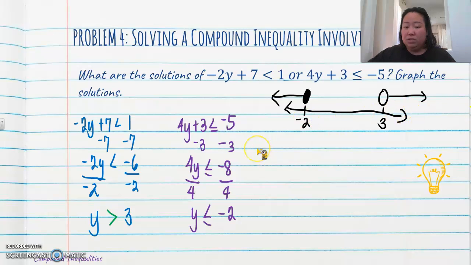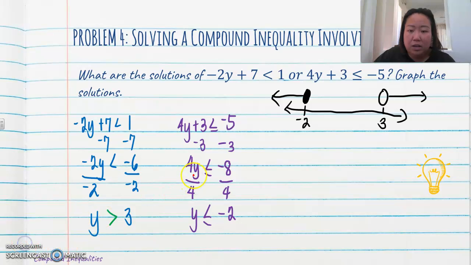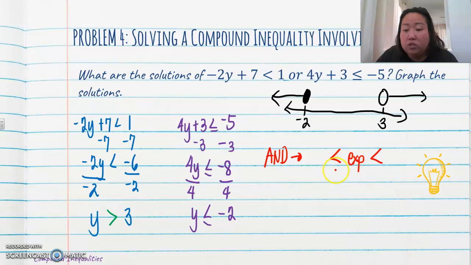So here's the tip that I was mentioning to you earlier. If you notice from our previous examples, when we had the word and, the expression would have less than or equal to as your compound inequality. So for example, negative 3 less than or equal to x less than 5, something like that. If you graph that, they will connect.